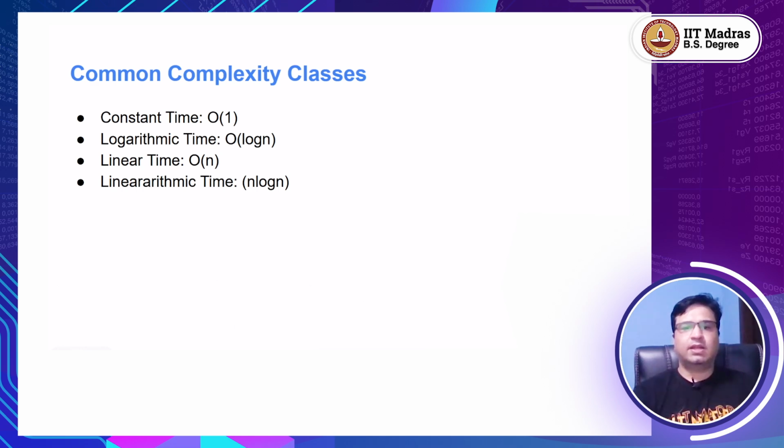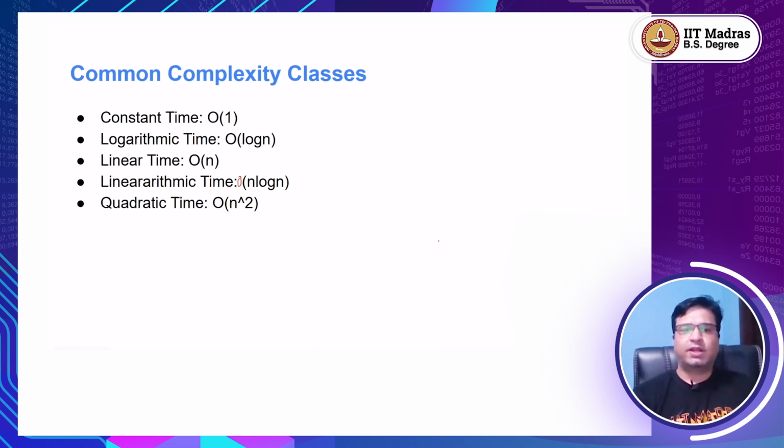Next is linearithmic time. It is represented by n log n. Here big O is missing. This is a very common complexity for efficient sorting algorithms. It's slightly worse than linear but much better than quadratic. For example, efficient sorting algorithms like merge sort, heap sort, and quick sort. Quick sort in the average and best case.